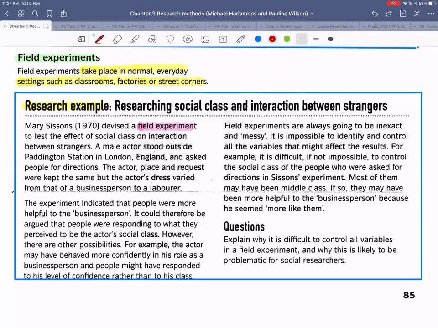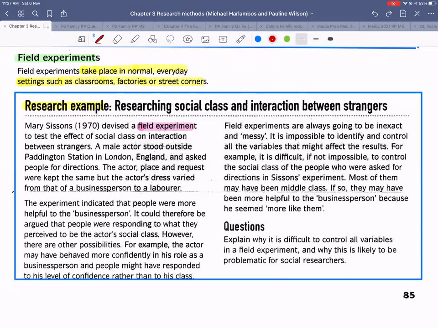Now that we already have an idea about laboratory experiments, moving on, if you speak about field experiments, like I mentioned earlier, a field experiment is an experiment which is conducted in its normal everyday or day-to-day environment. It could be a classroom, it could be a factory, it could be street corners, anyway, right?